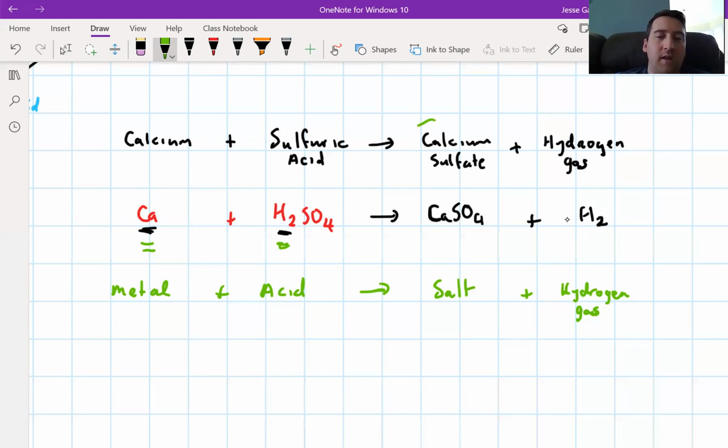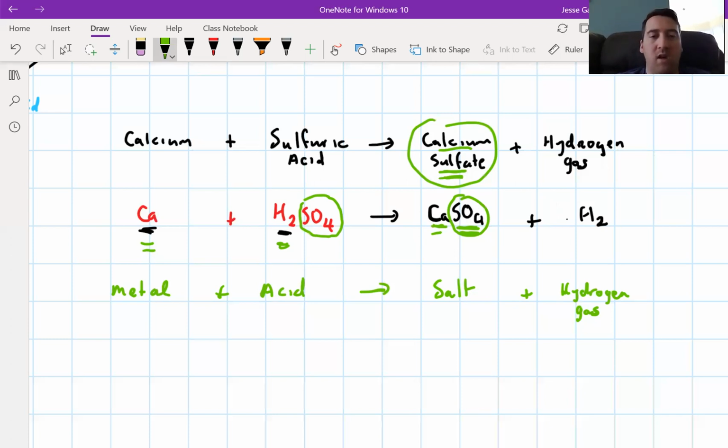Now, the salt is called calcium sulfate in this case. The reason why it's called calcium is obviously because there's calcium in it. The reason it's called sulfate is because of this bit at the end. This is the sulfate ion, depending on what the acid was. Because here, as you can see, this is the ending bit of sulfuric acid.